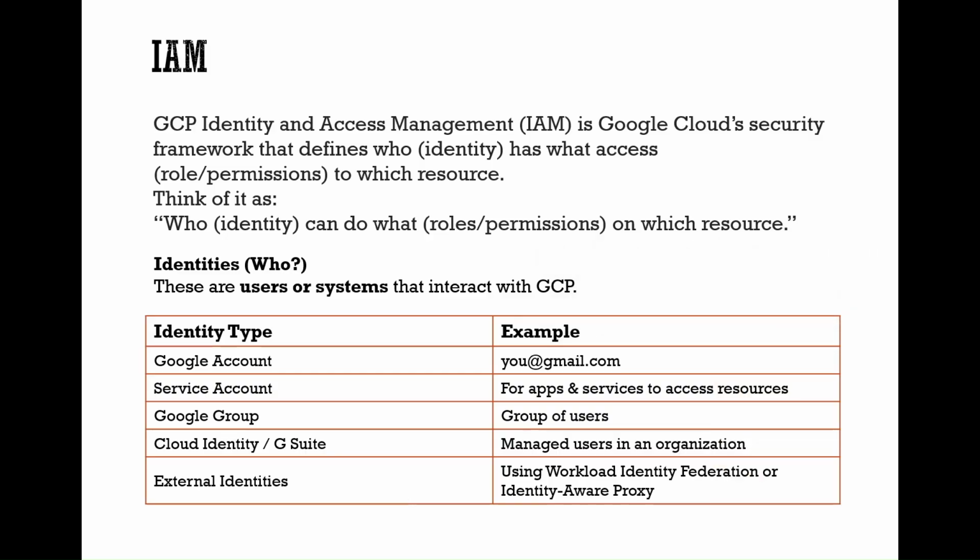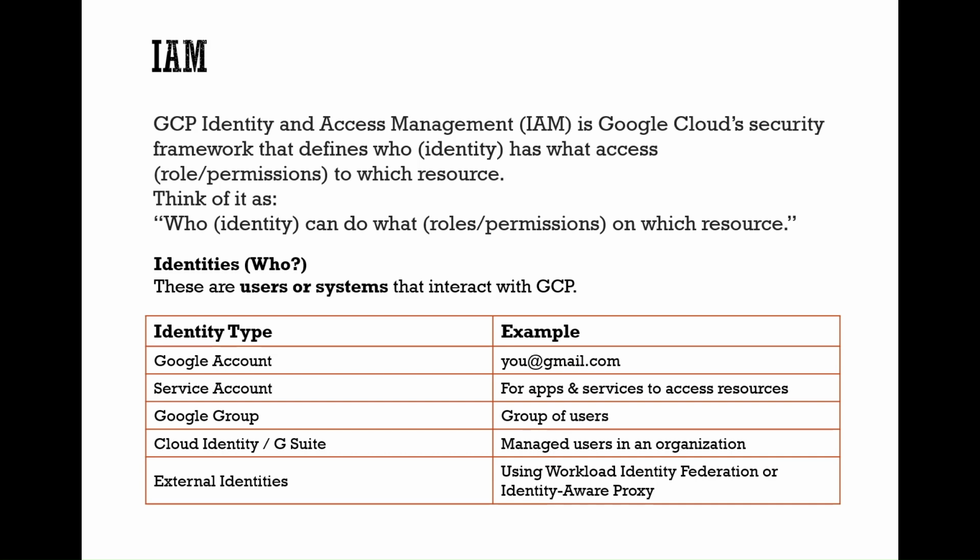Hello everyone, welcome to this new video, and this video is all about IAM, known as GCP Identity and Access Management. This is a cloud security framework provided by Google in GCP, and it basically defines who has what access. When we say access, it means roles and permissions to any kind of resource. A resource could be a virtual machine, a GCP bucket, a file, a folder, anything.